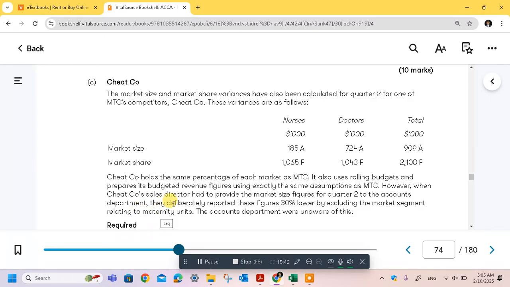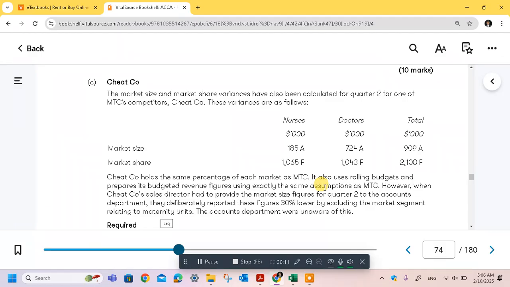Cheat Company holds the same percentage of each market as MTC. It also uses rolling budgets and prepares its budgeted revenue figures using exactly the same assumptions as MTC. However, when Cheat Company's sales director had to provide the market size figures for quarter 2 to the accounts department, they deliberately reported these figures 30% lower.